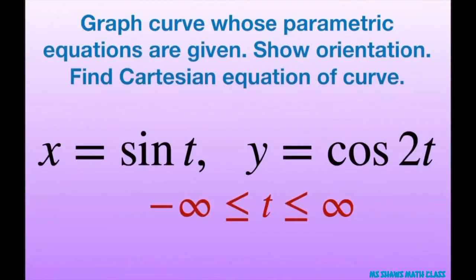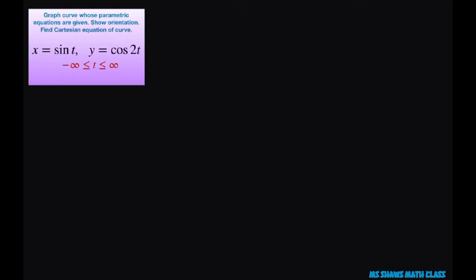Hi everyone, we're going to graph the curve whose parametric equations are given and show the orientation. Also find the Cartesian equation of the curve. So the first thing, let's just see if we can find the Cartesian equation of the curve. It kind of gives us an idea what this is going to look like.